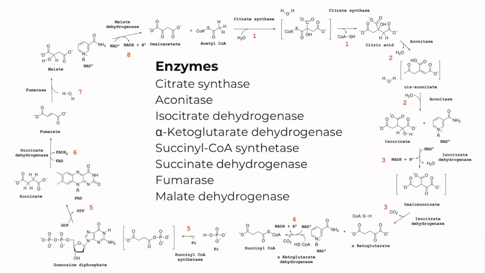In the TCA cycle, we use 8 different enzymes: citrate synthase, aconitase, isocitrate dehydrogenase, alpha-ketoglutarate dehydrogenase, succinyl-CoA synthetase, succinate dehydrogenase, fumarase, and malate dehydrogenase.